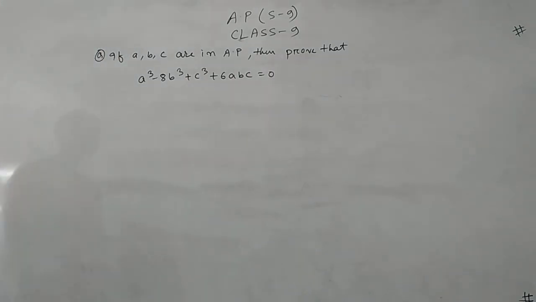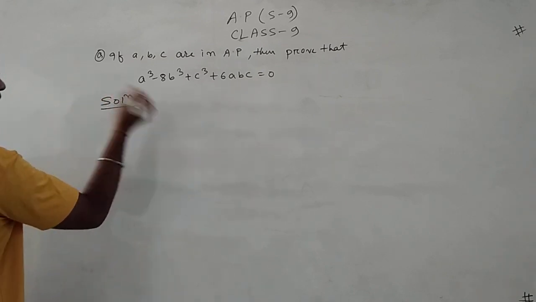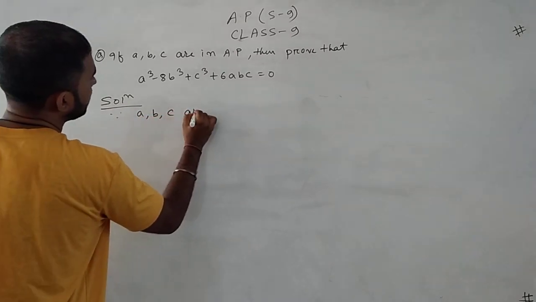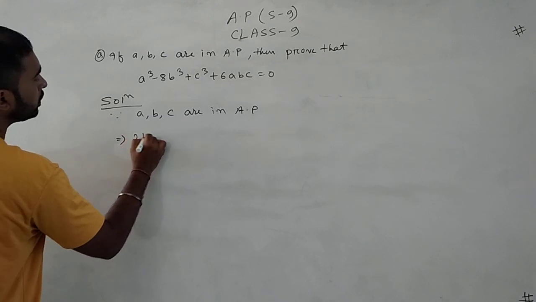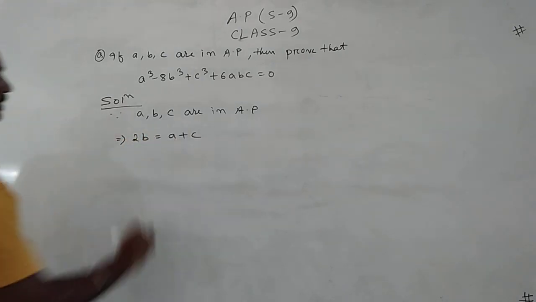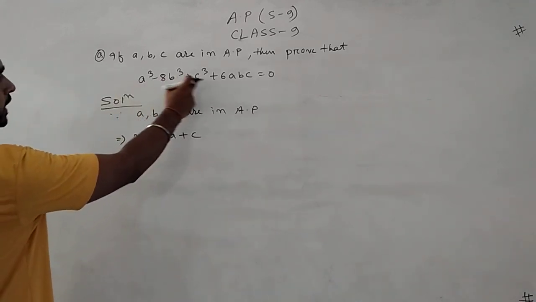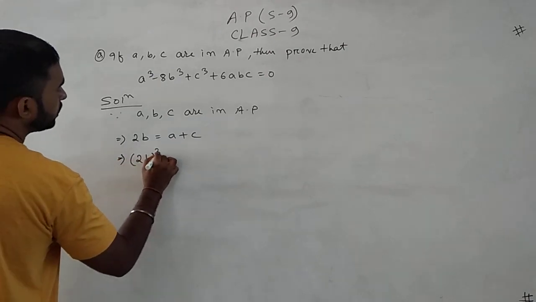If A, B, C are in AP, we have already discussed that since A, B, C are in AP, therefore twice B equal to A plus C. Now here, in A and B and C the power is cube. That means we have to cube both sides.